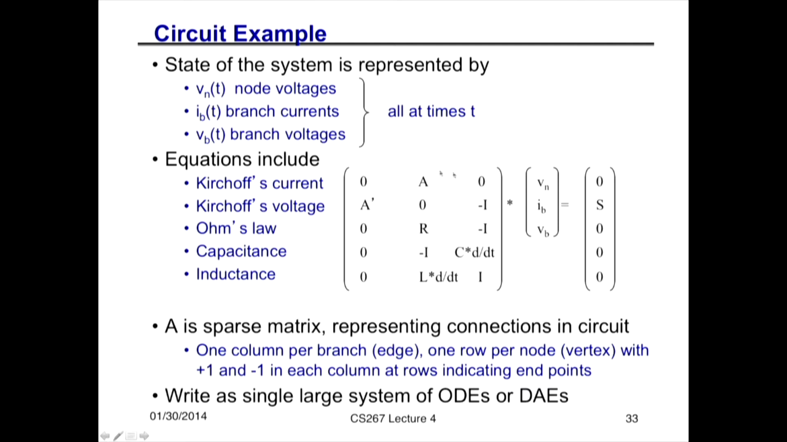The thing to take away from this is a large sparse matrix. We're going to have to do a bunch of sparse linear algebra to make this thing run in parallel and be clever about it. So that's the circuit example.